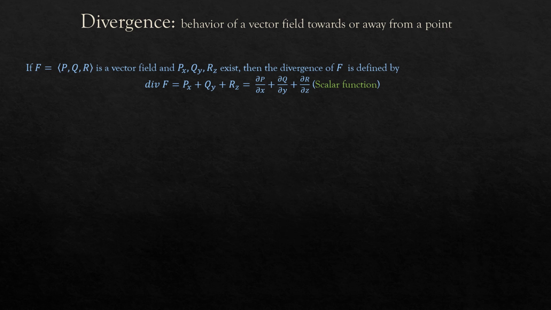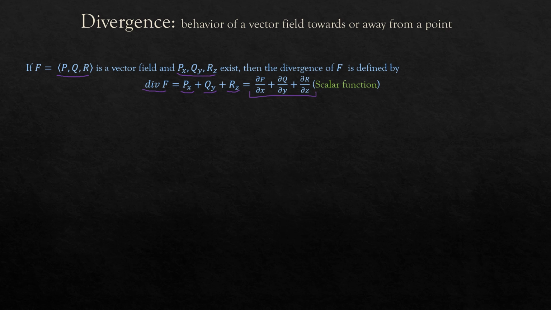Here you see the definition of divergence. If we have a vector field F with components P, Q, and R, such that the partial derivatives exist, then the divergence of F is defined by the following formula. We will use div for the notation, and then we take partial derivatives of the components and add them up. So P with respect to x plus Q with respect to y plus R with respect to z. And here is just another notation for the same function, and we get a scalar function.